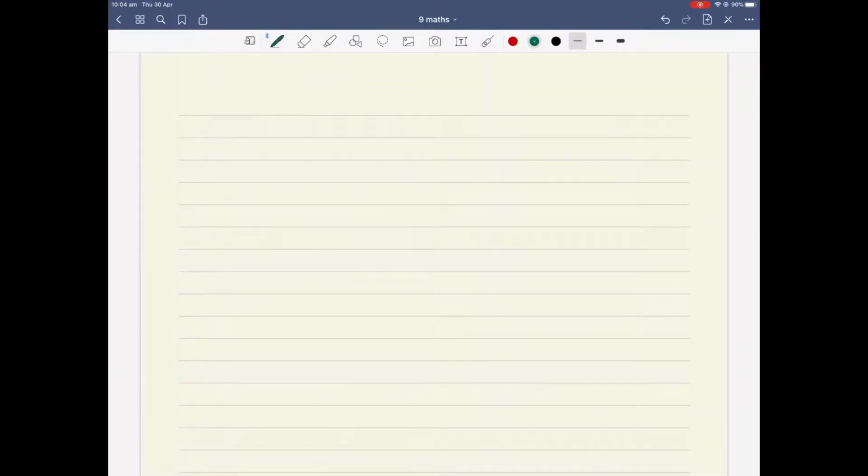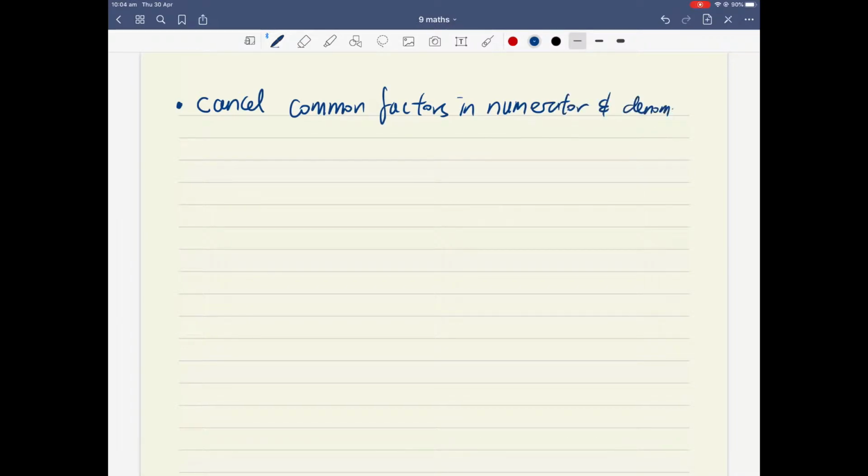And that's the idea I want to bring across as well for simplifying algebraic fractions. So now that we're dealing with x's and variables, to simplify algebraic fractions, again, you want to cancel common factors in the numerator and denominator, in the top and bottom. And the key word I want to stress is common factors. The word factors means you're multiplying things, right?